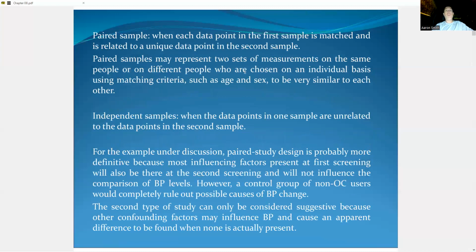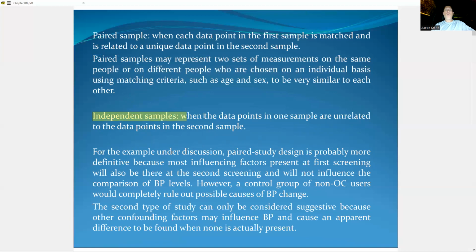Or a paired sample. So the example of the paired sample that we talked about is where we're using the same women for the blood pressure measurements. When each data point in the first sample is matched and related to a unique data point in the second sample. Paired samples may represent two sets of measurements on the same people or on different people who are chosen on an individual basis using matching criteria such as age and sex to be very similar to each other.